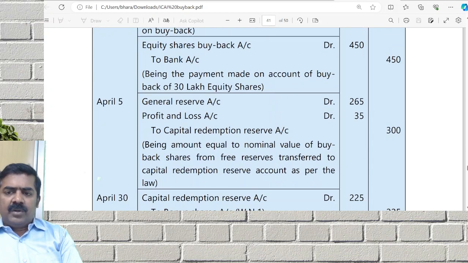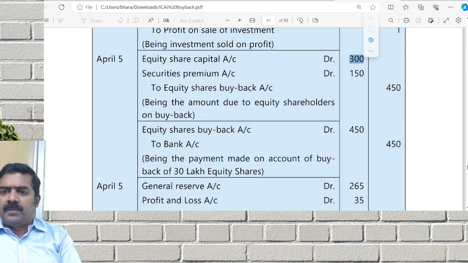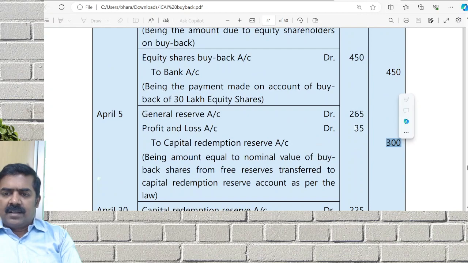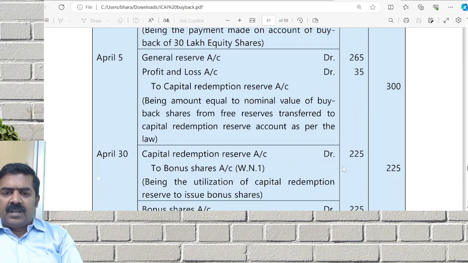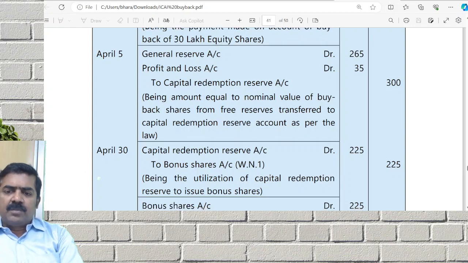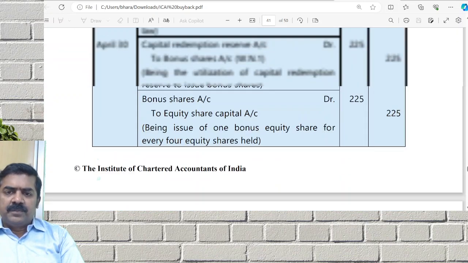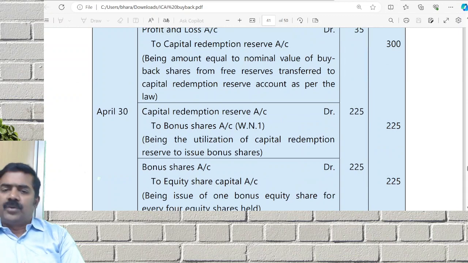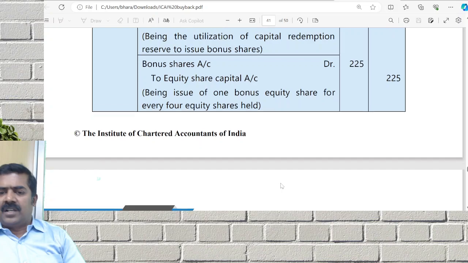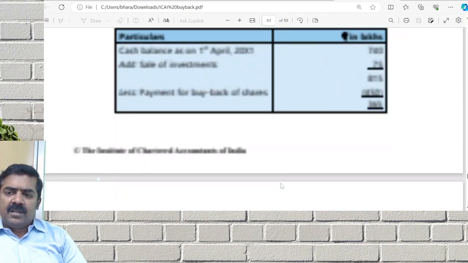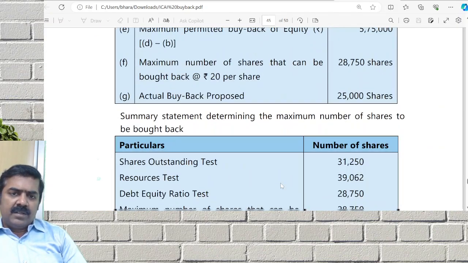Okay. We have to create a CRR of how much? 300 lakhs. And the face value of shares bought back should be transferred to what? CRR. That is a general reserve of 265. The balance we take from what? P&L account. Then there is a bonus issue. What is the bonus issue? 1 for every 4 shares held. After the buyback, 1 for every 4 shares held into 10 comes to 225. Use the CRR. Bonus to equity shareholders account, credit to equity share capital. Then we prepare which one? Balance sheet.